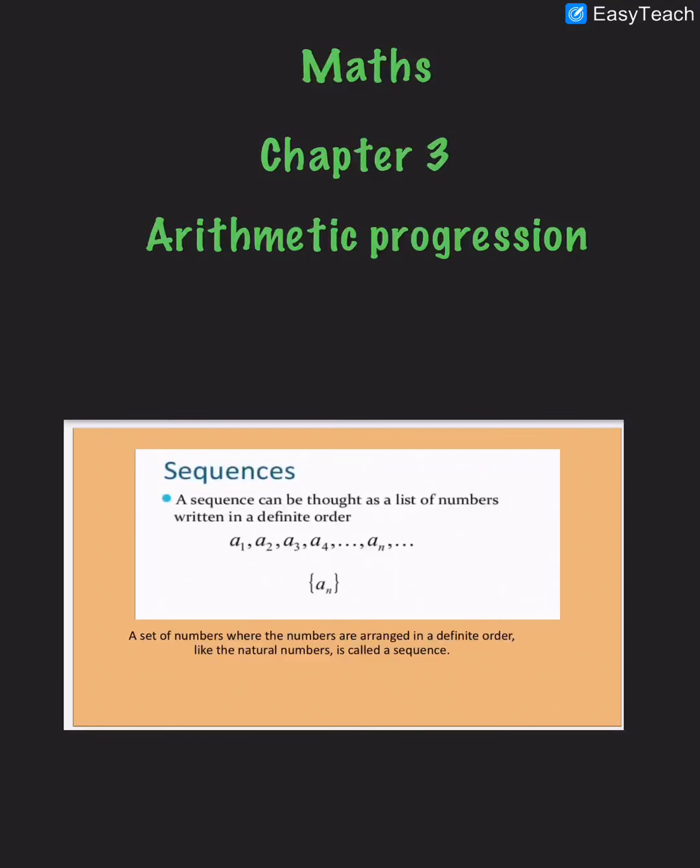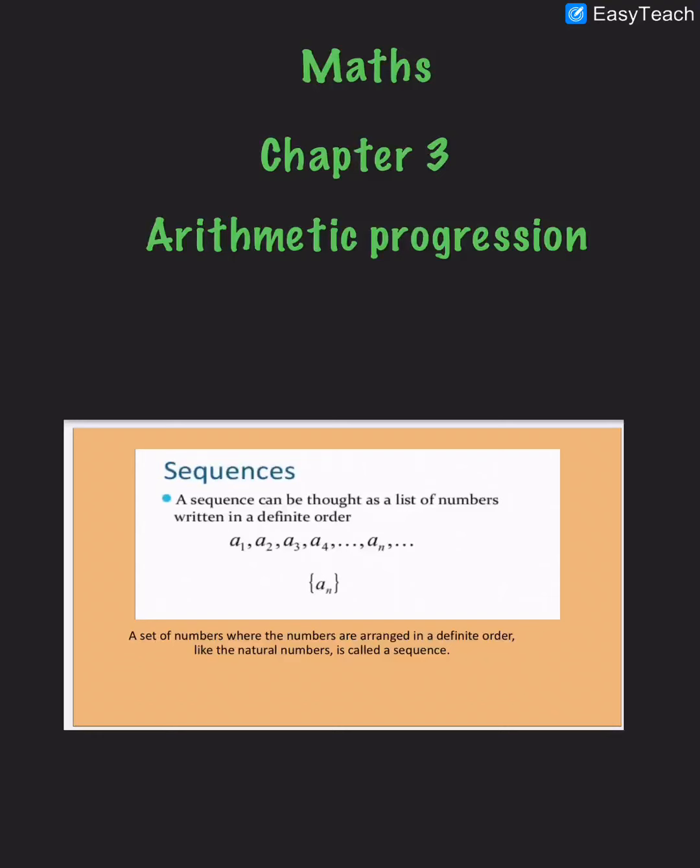Before knowing what is an arithmetic progression, we have to know what is a sequence, since arithmetic progression is also a sequence. So what is a sequence? A sequence is just a set of numbers which have a definite order, or a list of numbers which follow a definite pattern. You can see an example of A1, A2, A3, A4 and An.